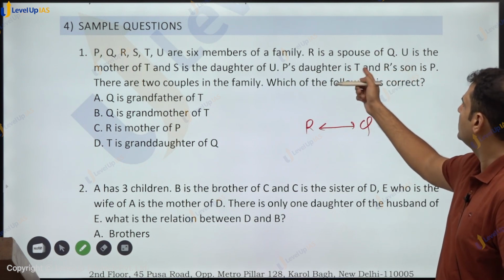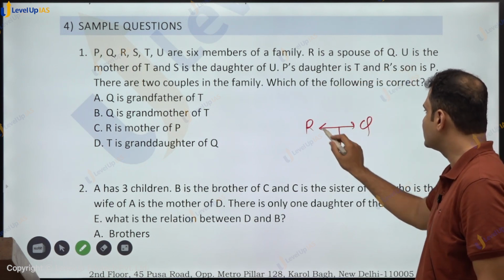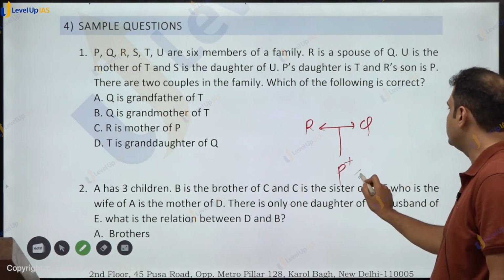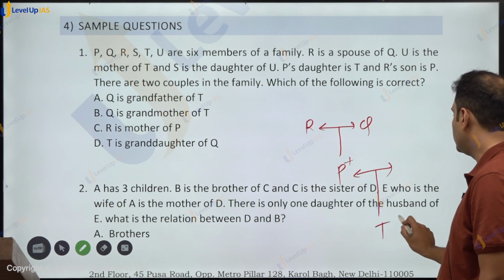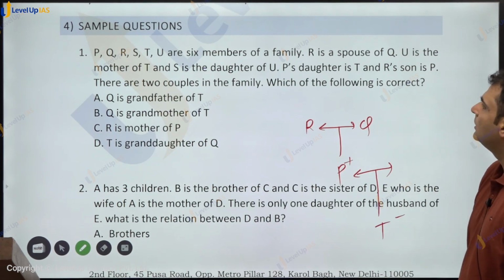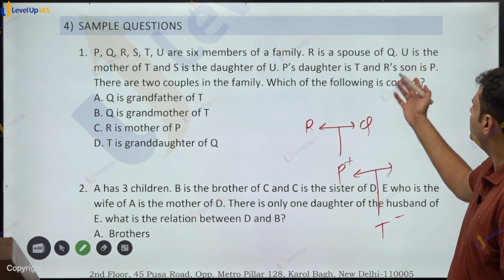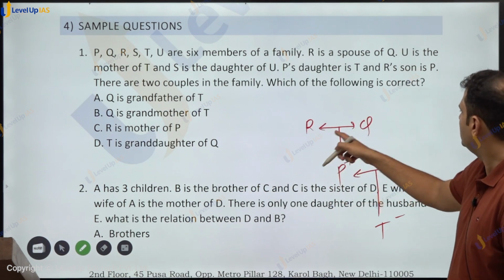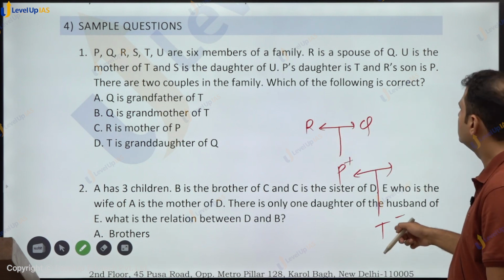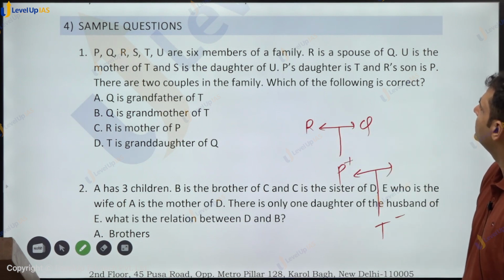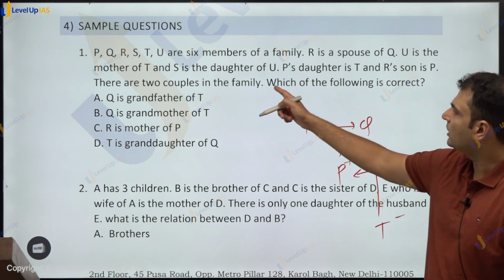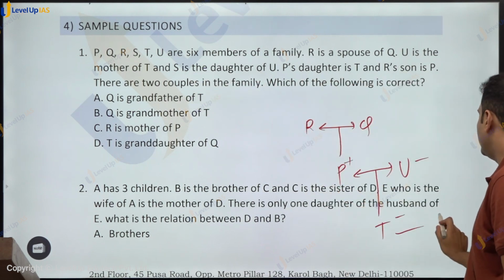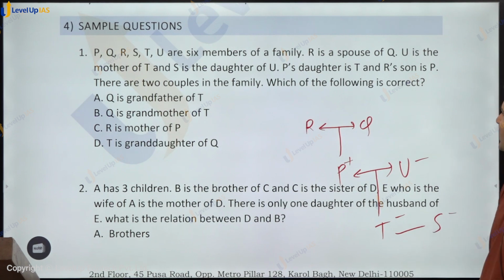Here he is talking about P's daughter is T and R's son is P. So R's son is P. So P is the son. Fine. What else? P's daughter is T. So if this P is married, then his daughter is T. Right? There are 2 couples in the family. This is one couple and this will be another couple. P, Q, R, S, T and U. Fine. U is the mother of T. U is mother of T and S is the daughter of U. So this is the family tree.